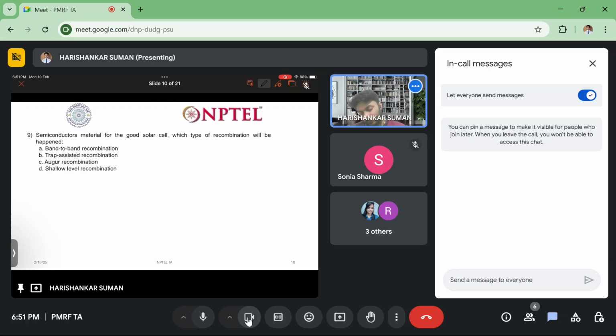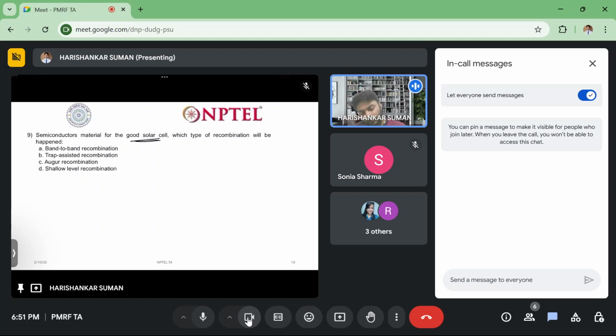Next question. Semiconductor material for a good solar cell. I want to make as good a solar cell as possible. So which type of recombination should happen? Or which type of recombination will be necessary if I want to make as good a solar cell as possible?